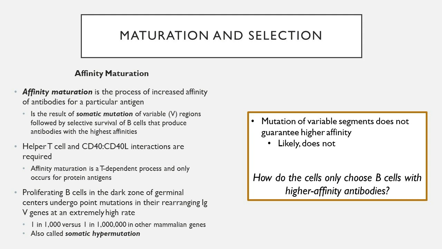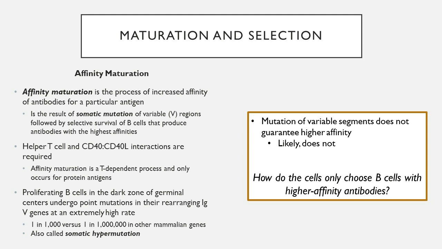And it's really the result of what's called somatic mutation of the variable genes of the antibody. So these are the parts that bind to the antigen. And then the selective survival of the B cells that produce antibodies with the higher affinities, as opposed to lower ones that result from this mutation.